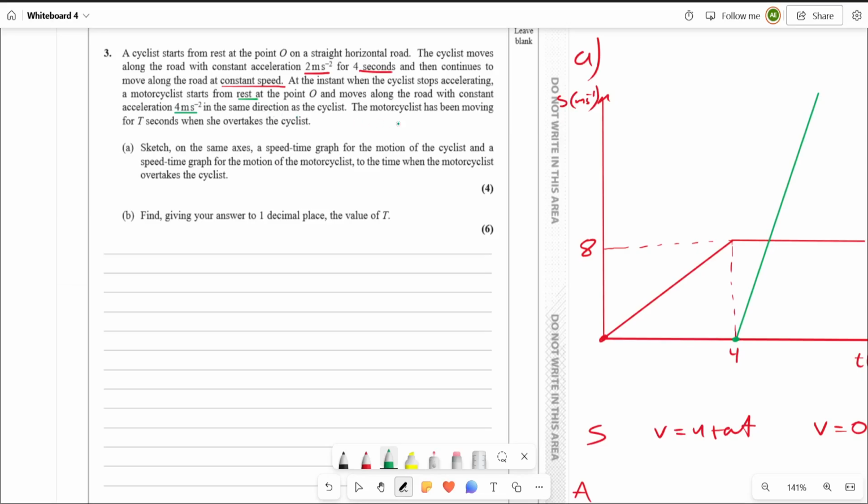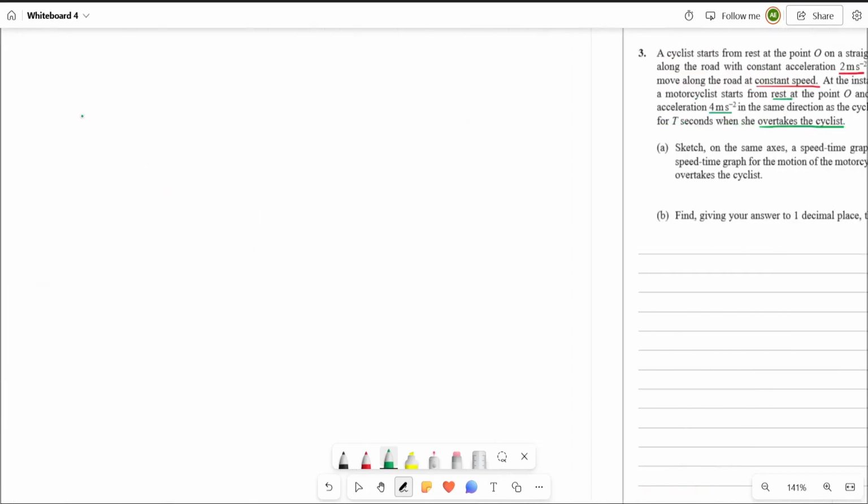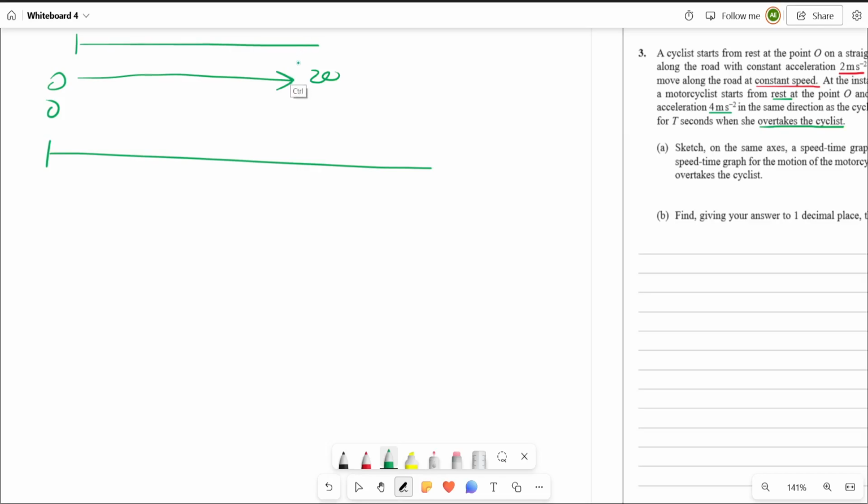Does it tell me anything else? No, it's just accelerating. The motorcycle has been moving for t seconds when she overtakes the cyclist. Okay, this is super important. Overtakes means what? Let's say this is my starting line. Okay, both of them start here. This moves over here. Like let's say it moves 20 meters. Now it's here. Okay, the other one, when does it overtake?